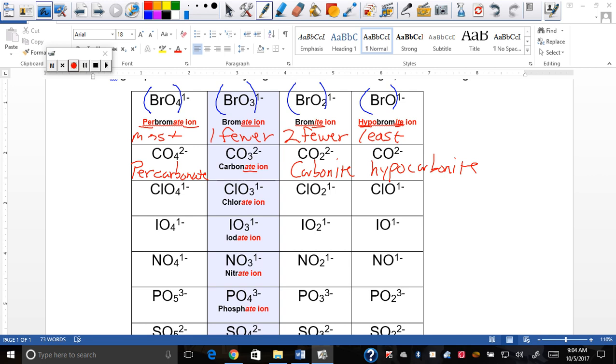Okay, go to the next one. The next one says chlorate. Well, what's this one called? Perchlorate. What is this next one here called? Chlorite. And then this last one here with the least? Hypochlorite.